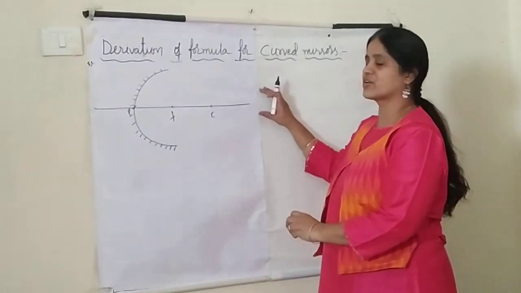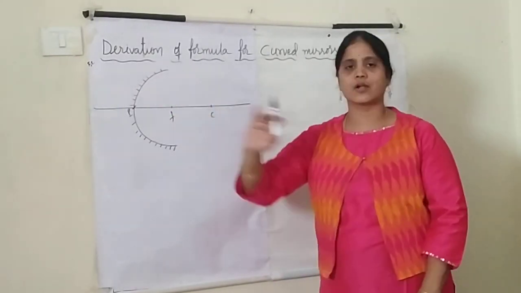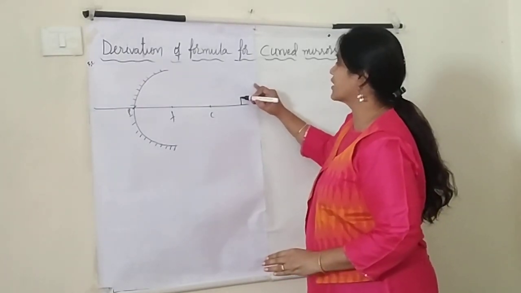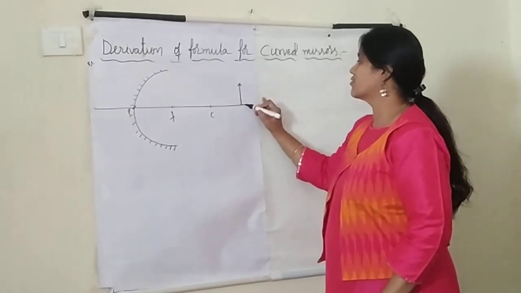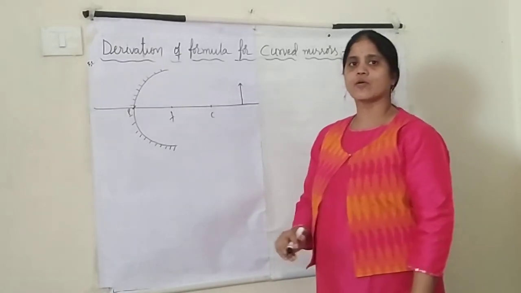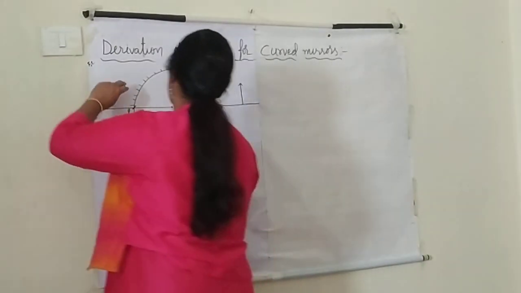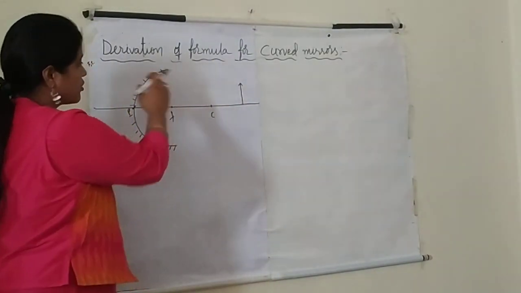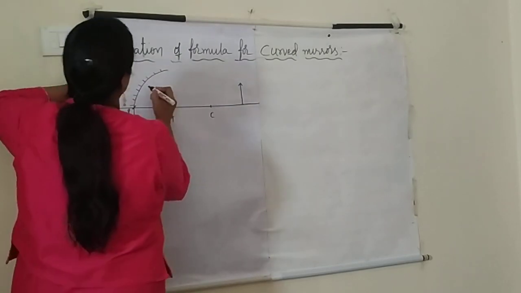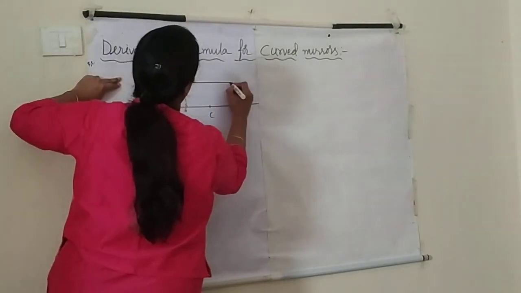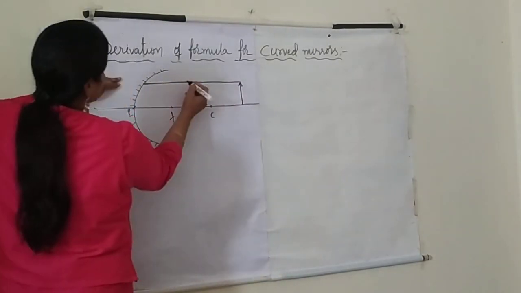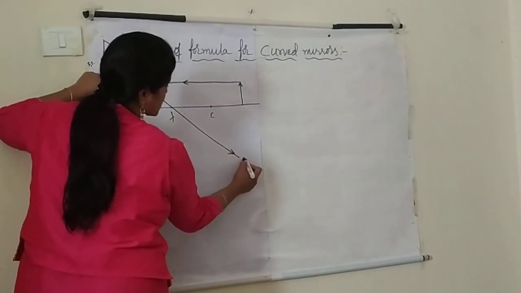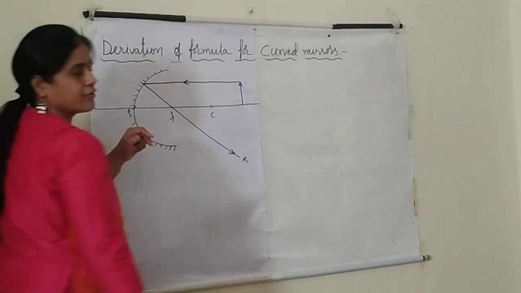When you place an object beyond C, at different conditions you have different images. In that, I am going to take the case when an object is placed beyond C. Apply the 3 rules, which are convenient to get the image. When a ray is parallel to the principal axis, the reflected ray must pass through the focus. This is rule 1 and this is the reflected ray.